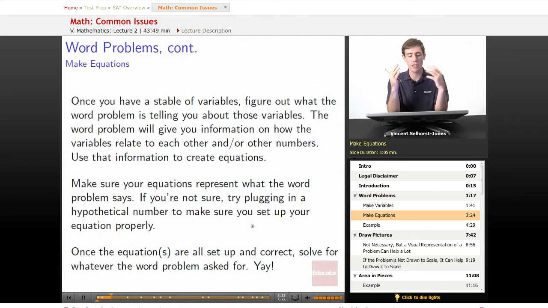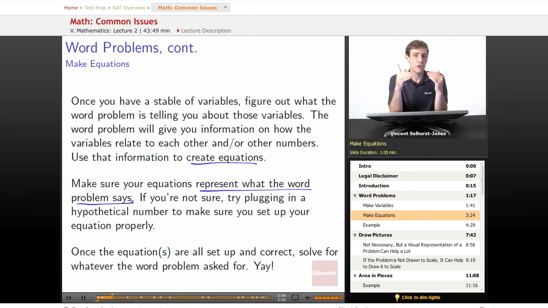So the word problem is going to give you information on how the variables relate to each other or other numbers. Use that information to create equations. Make equations out of what the word problem says. Also, you need to make sure your equations represent what the word problem says. This can often be a problem, is people will mistake how to translate that English into math.